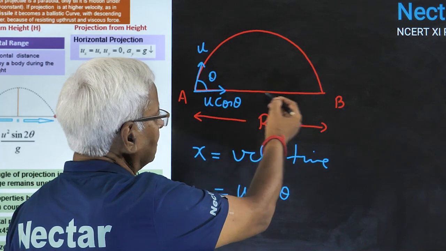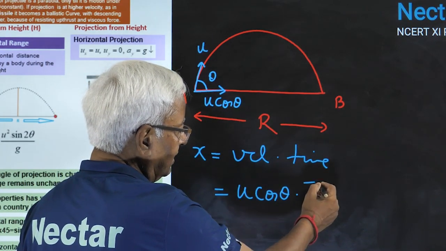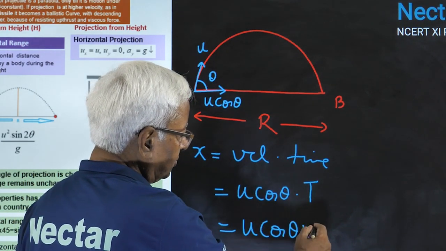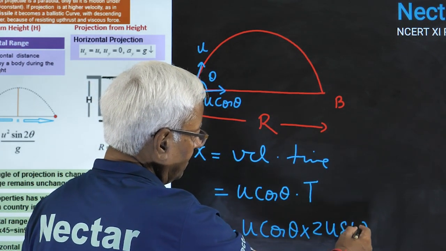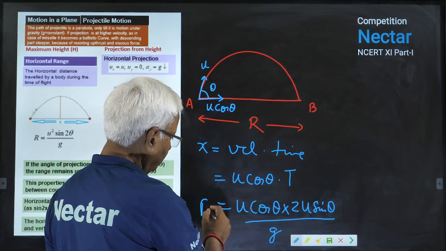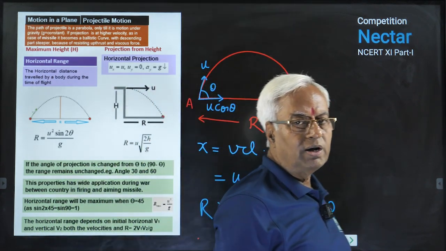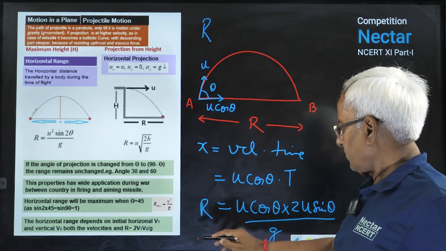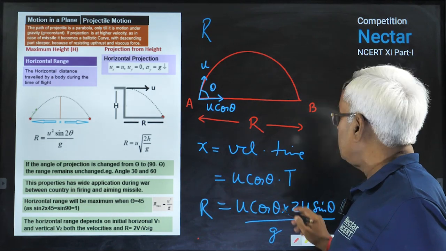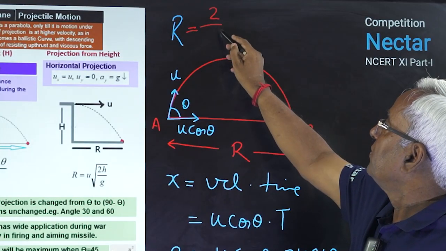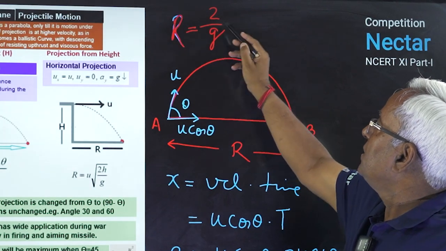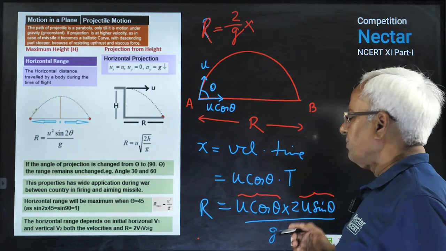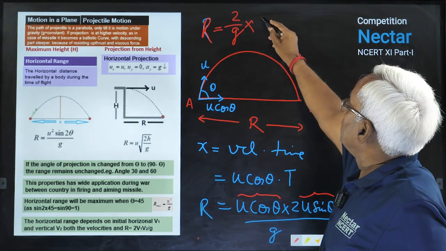From A to B, the total time taken is known as time of flight, and its value we know is 2u sine theta upon g. This is one formula for horizontal range. That formula is 2 by g. For range, you get the formula 2 by g into, you see, this is one velocity, this is the other. Means 2 by g into both the velocities.